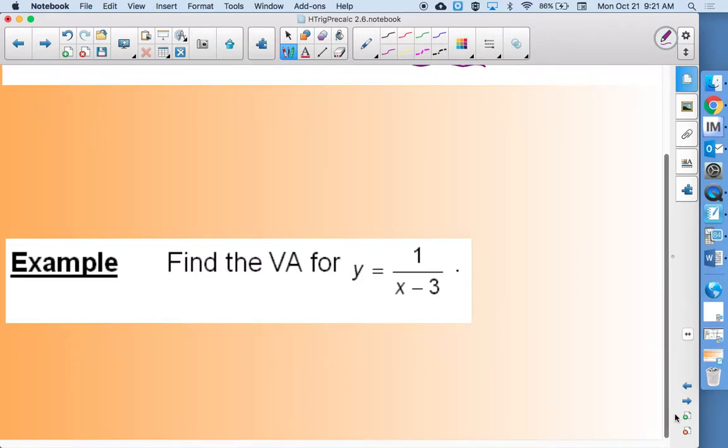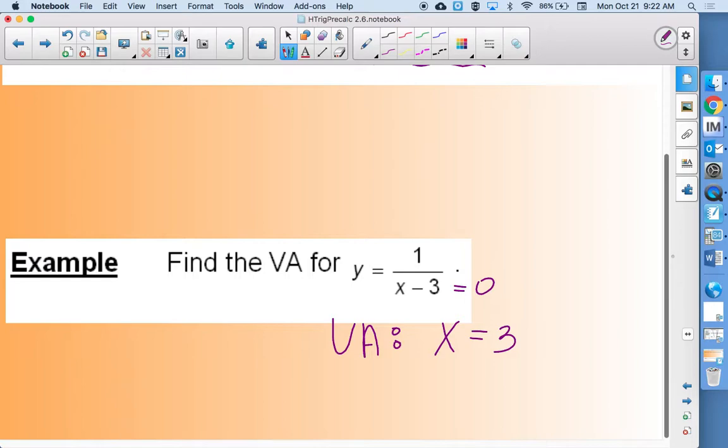So looking at the example at the bottom of the page, find the vertical asymptote for y equals 1 over x minus 3. The vertical asymptote is always in x equals form, Dylan, and it would be x equals 3. It's found by setting the denominator equal to 0.